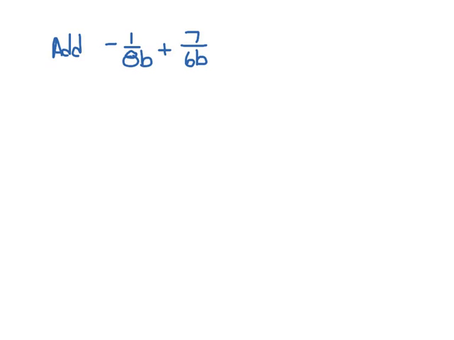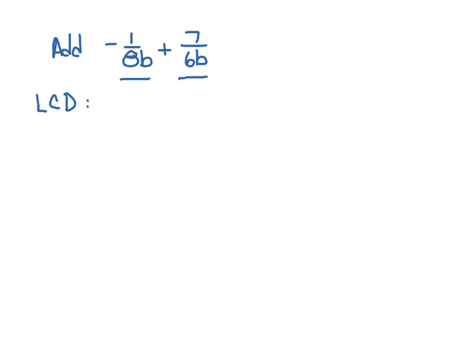Here we're being asked to add rational expressions that have different denominators. Right here we have 8b and we have 6b. In this case, since they're different, we have to first find our least common denominator.